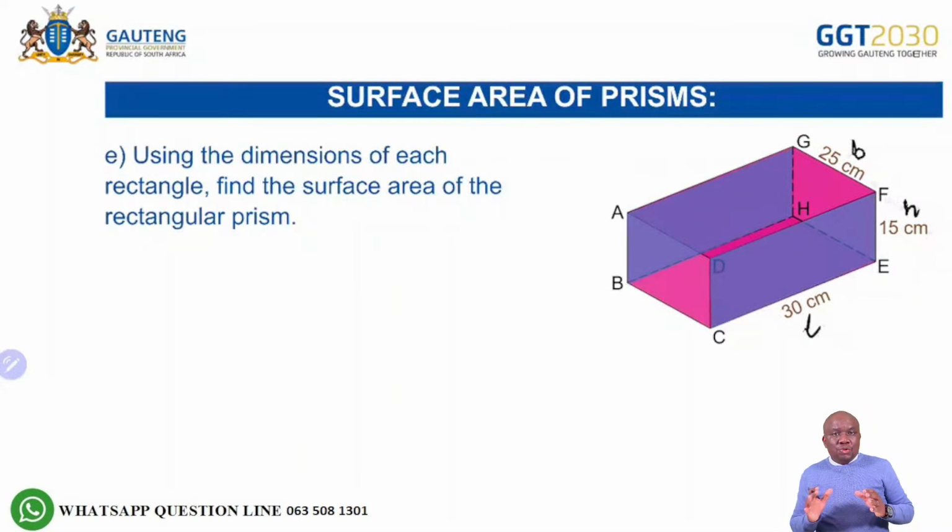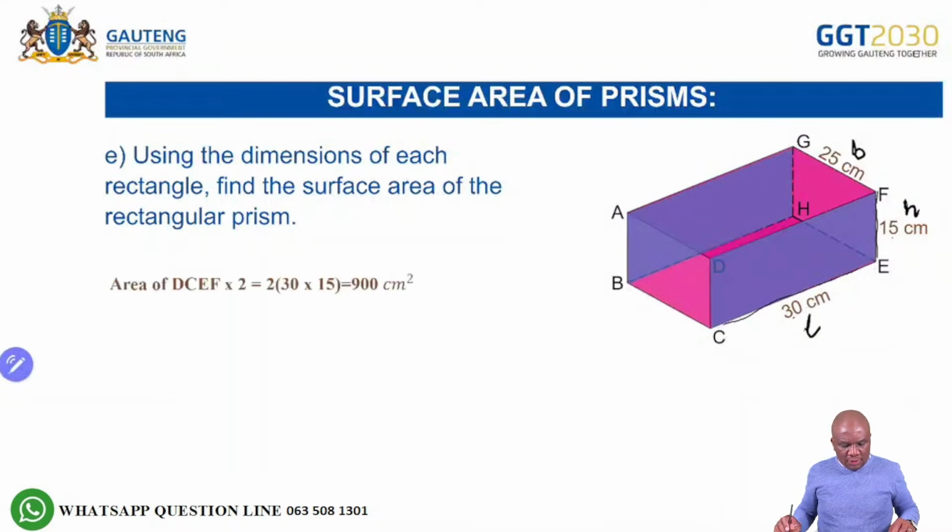Right, welcome back. How do we find the area of a rectangle? Area of a rectangle is length times breadth. So now we are looking for the area of rectangle DCEF. So the length is 30 centimeters and the breadth, which is the height in this case. Okay, because we have this and this. So it's going to be 30 times 15. That will be the area of rectangle DCEF. And then we just say times 2 because we have two rectangles which are just the same. So we get what?